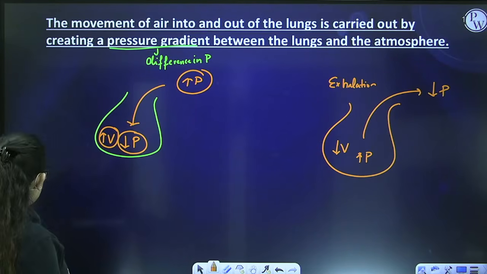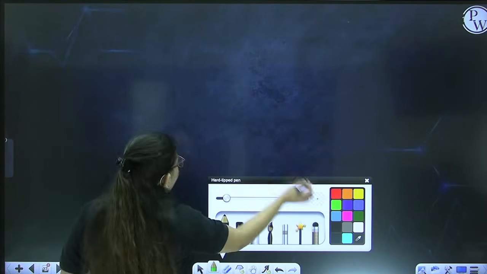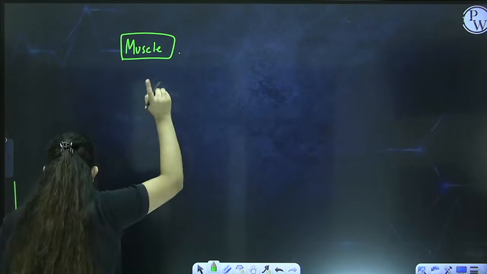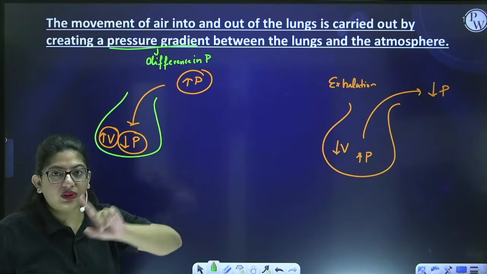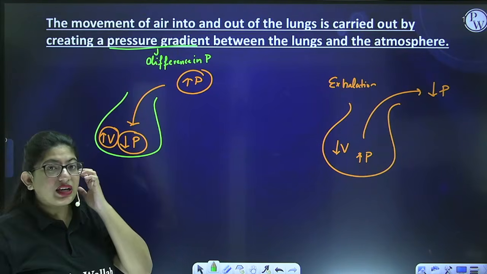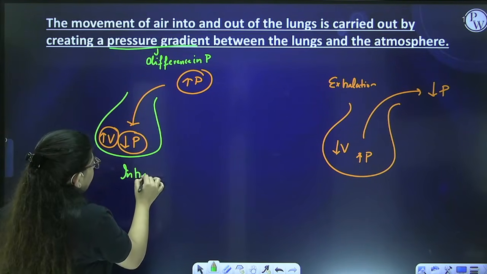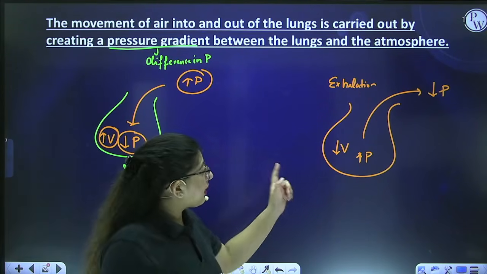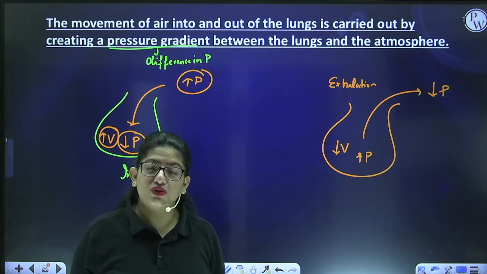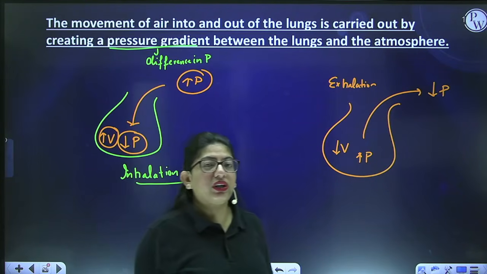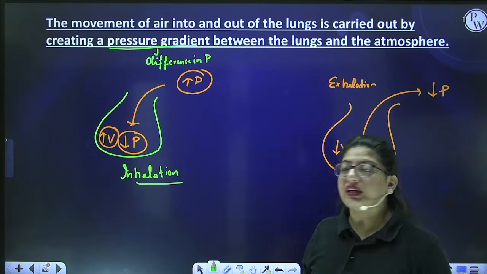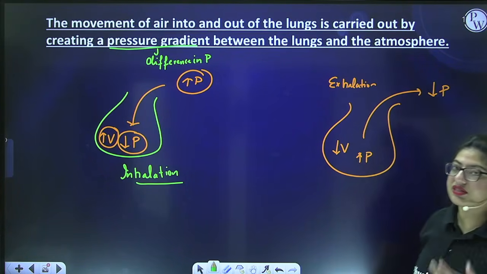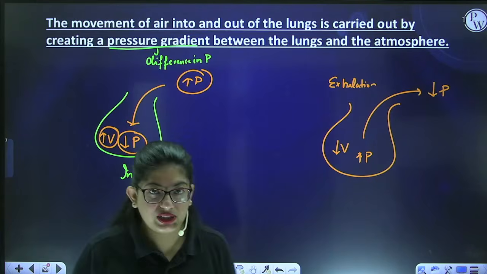Now what are these muscles? Let's see: the muscles of breathing. This is very important, as questions are asked from here. The first question can be asked from this portion about the volumes. For example, they ask: during inhalation the pressure inside decreases, true or false? True. During exhalation, the pressure inside the lungs increases, true or false? True. Second question: the pulmonary volume during inhalation increases. This is also true. The pulmonary volume during exhalation decreases. This is also true.